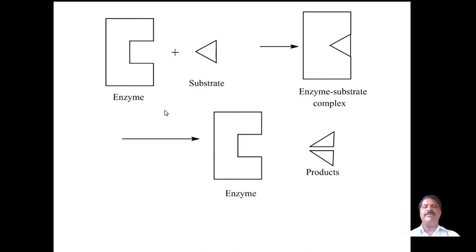Therefore this theory is explained by Koshland, the induced fit theory. Induced means that based on the size of the substrate, the enzyme can reshuffle and change its shape to form the enzyme complex, and hence the enzyme and product will be formed.